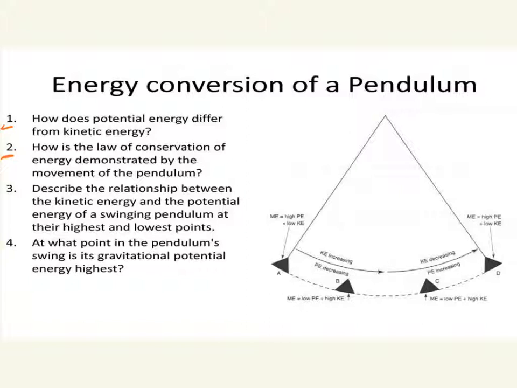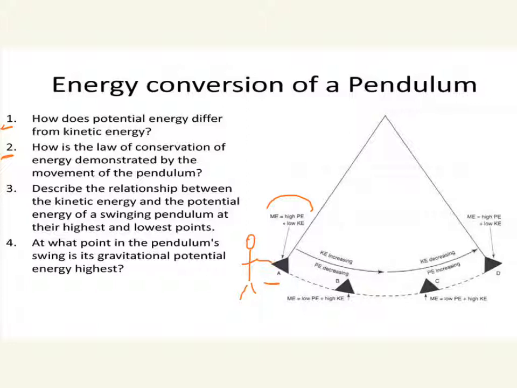Okay, question number 2. How is the law of conservation of energy demonstrated by the movement of the pendulum? Well, let's say we start at point A right here. And if we look right here, we have ME, that means mechanical energy. Mechanical energy is kinetic energy plus potential energy. That's what mechanical energy equals. But however, we see that we have a high PE, so a high potential energy, and a low kinetic energy. So if we have a little person here right now, they're holding the pendulum, it's not moving. So it's stored energy, there's no motion yet.